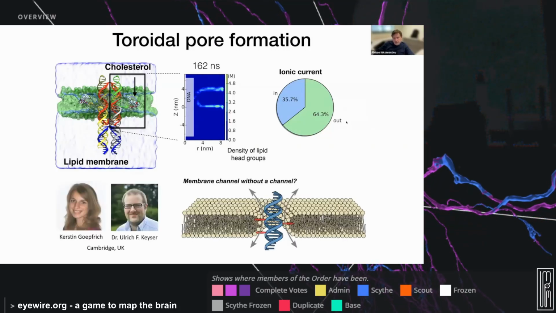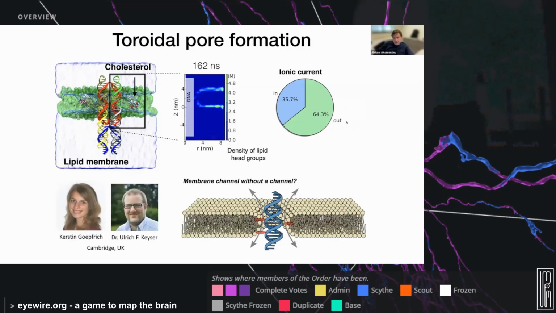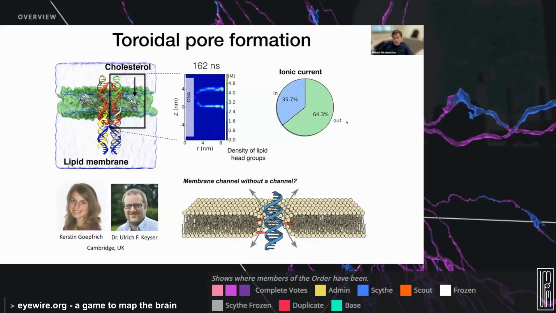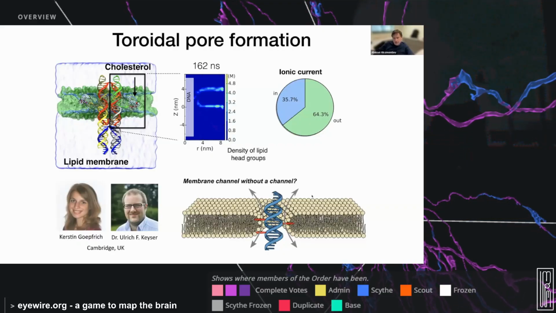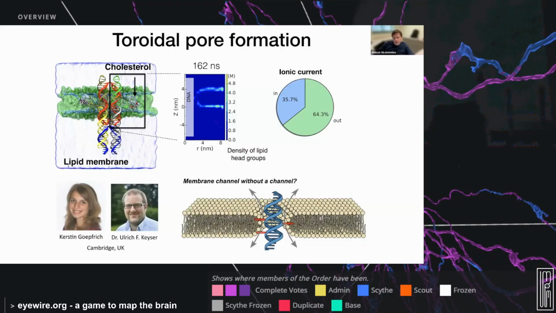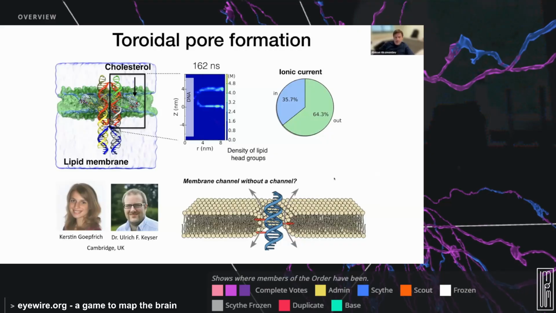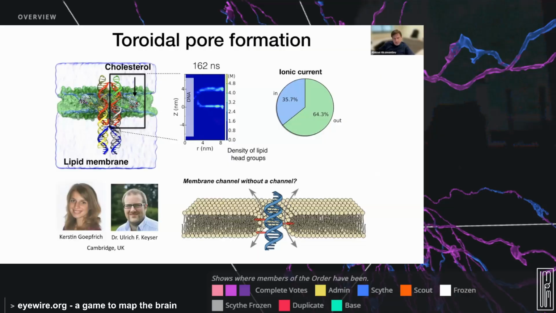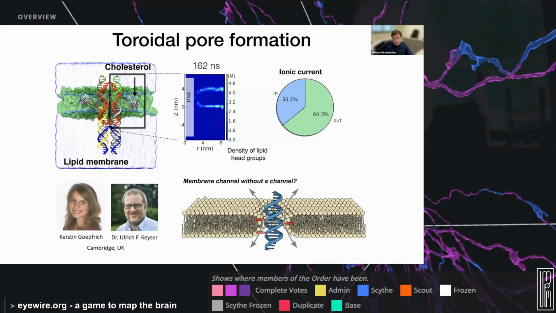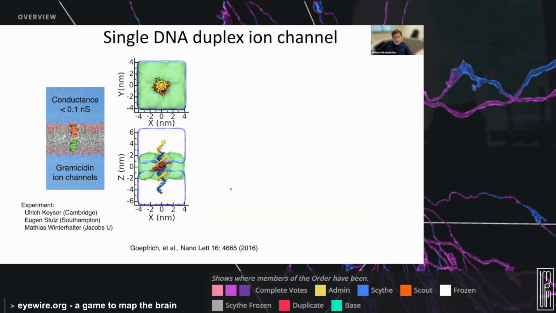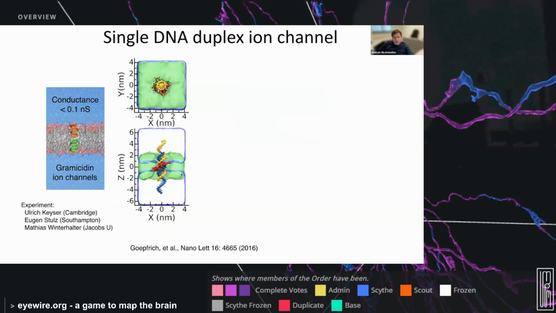But that gave us an idea that maybe we can build a membrane channel that doesn't have a channel, right? So if we just take a molecule of DNA and add enough hydrophobic anchors, then it will form this toroidal pore and the ions would just go around it. So that's something that was experimentally realized by Kirsten Goffrich when she was still back at the Ehrlich Kaiser Lab at Cambridge. So here's a simulation that shows how the design works.